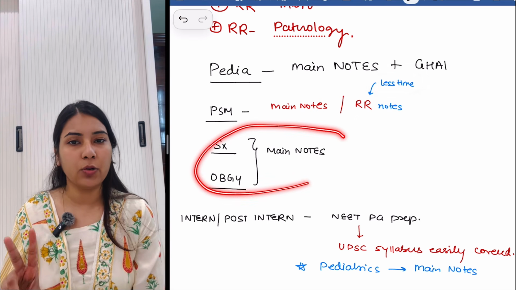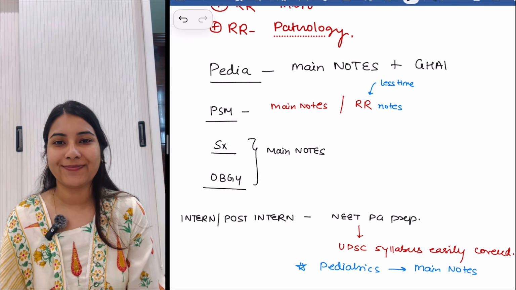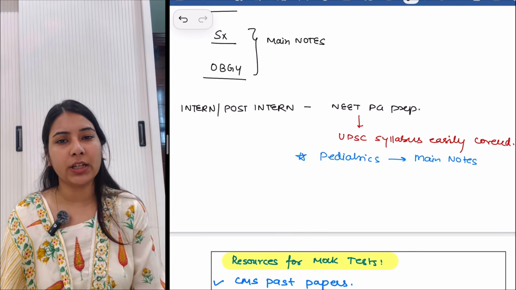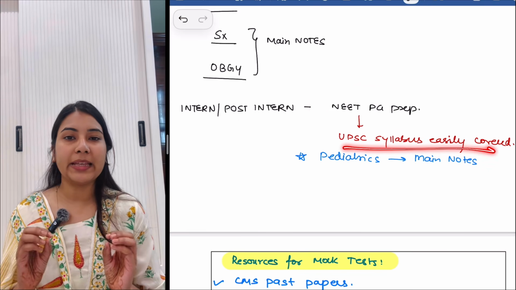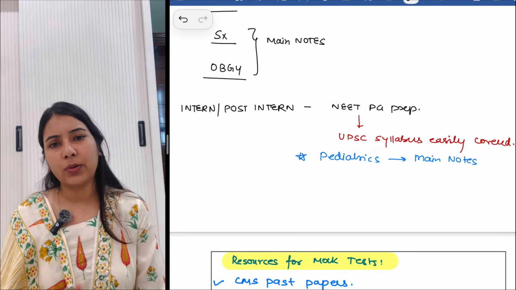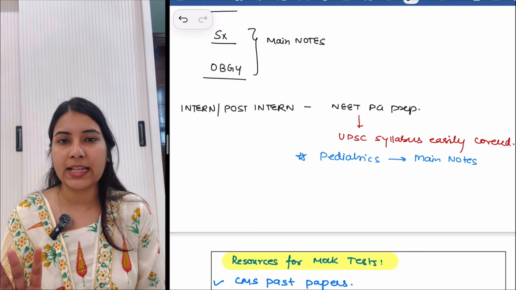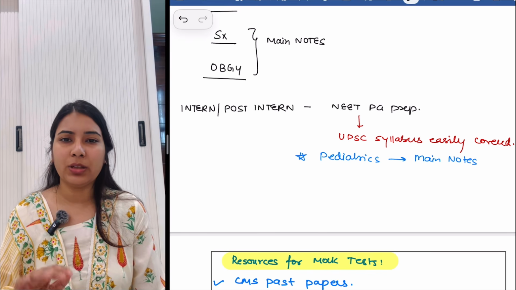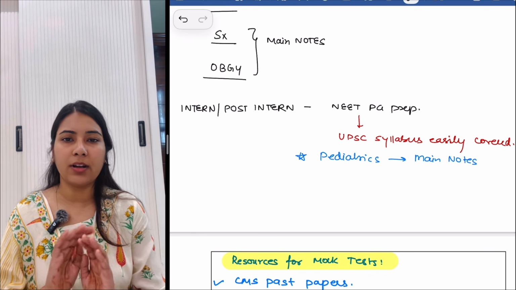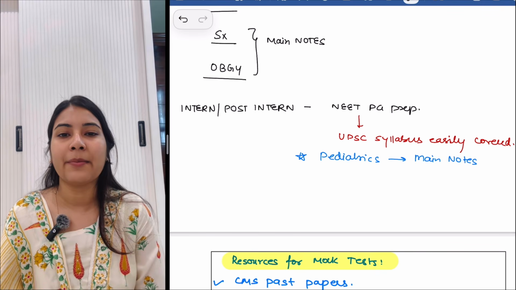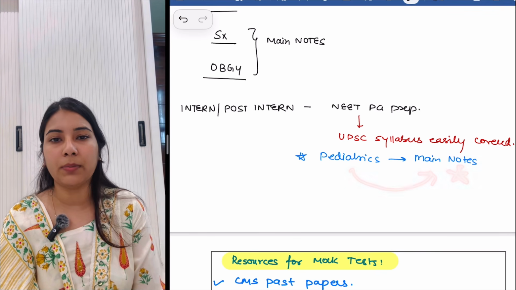For surgery and OBGY, do the main notes of any coaching and it will work fine for you. If you are an intern or post intern, then whatever you are reading for your NEET PG and INICET, UPSC CMS will be easily covered in that. You can check out the important topics from other resources from main notes as well, but as such you don't need to do anything else. Your rapid revision notes or anything else will cover all your UPSC CMS syllabus. But for pediatrics I would suggest you please do it from the main notes.